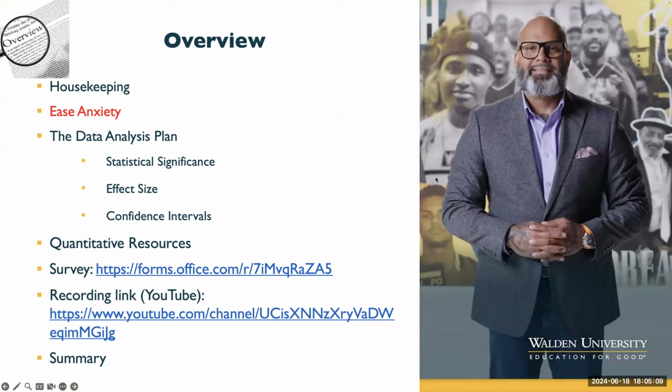So I'm going to go through a few housekeeping notes, and then we'll talk about anxiety. And then you'll note that for individuals in the PhD program, if you were to look at your dissertation rubric, you'll see that you have a section in there called the data analysis plan. And in that data analysis plan, in your proposal, you'll be writing about statistical significance. You'll be writing about effect size, and you'll be writing about confidence intervals.